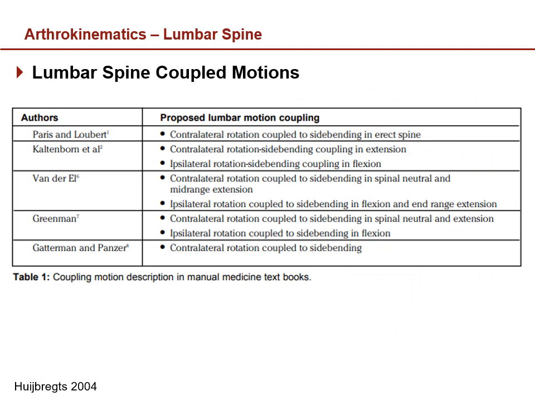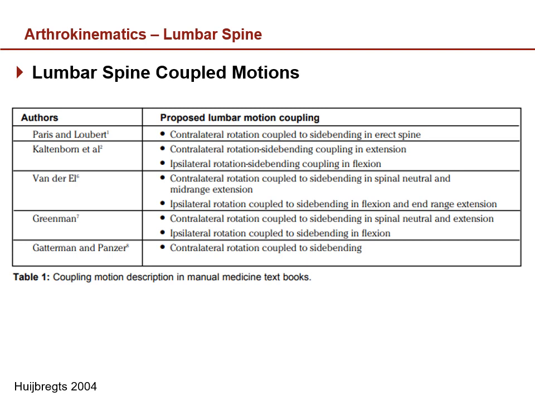Okay, so you can see that there have been several authors and research groups that have considered lumbar spine coupled motions. We'll look at each one of them in particular and how they compare to Fryette's Laws of 1, 2, and 3, and label them accordingly as type 1 and type 2 coupled motions. So Paris and Lubert looked at contralateral rotation, so that would be type 1 coupling motions of side bending in the erect spine. This is consistent with Law 1 of Fryette's Laws, where he said that they would occur in opposite motions.